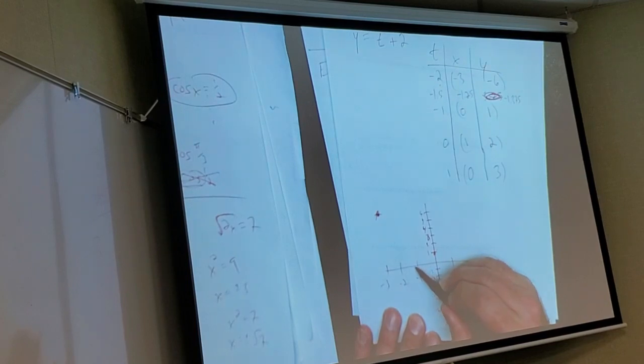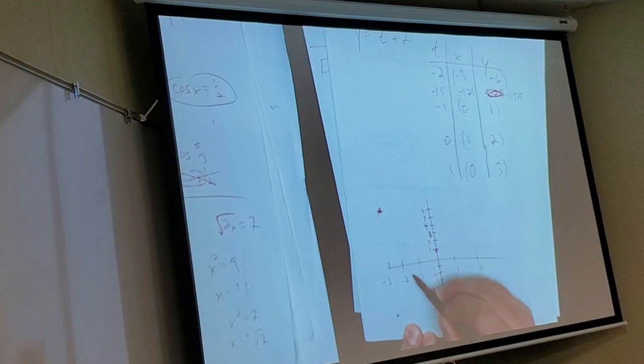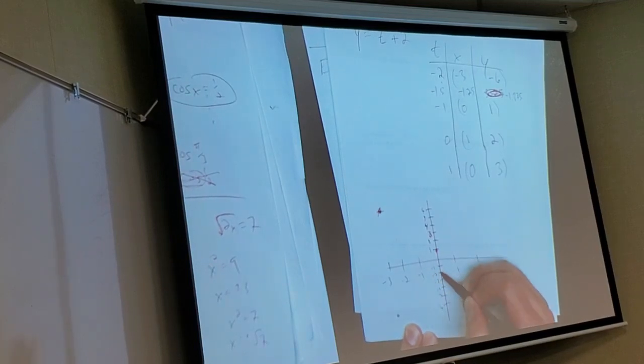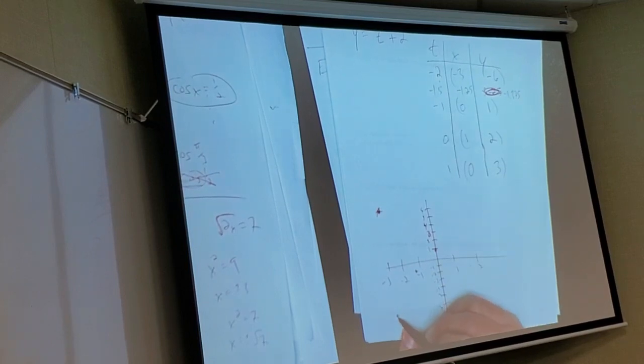1.25, negative 1.375. So about right. Right there. So now I have a little more, so maybe it looks like it kind of curves like that.